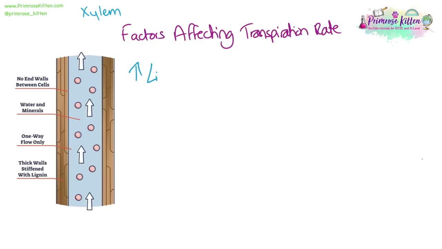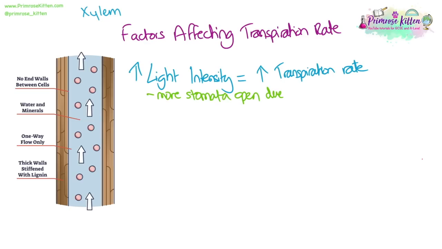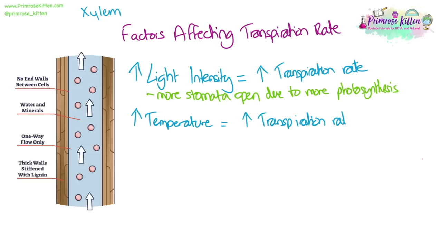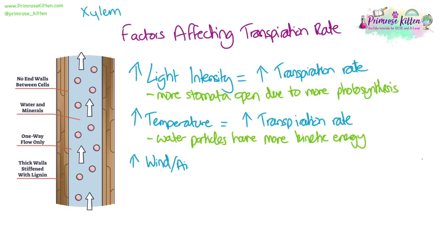You need to be able to explain the factors that can affect the rate of transpiration. Increasing light intensity increases transpiration rate. This is because more stomata open due to more photosynthesis occurring at higher light intensities. Increasing temperature also increases transpiration rate. This is because water particles will have more kinetic energy, so it is easier for them to evaporate.